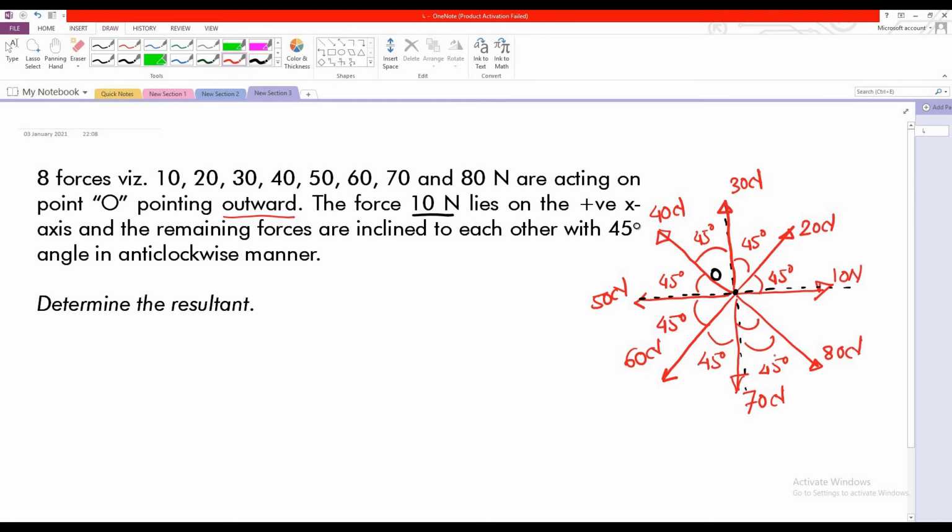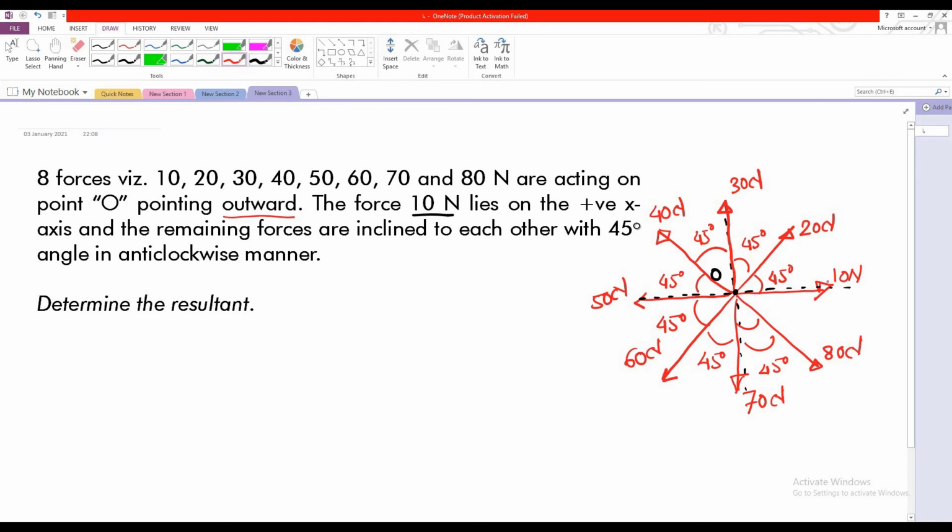Then they are acting on point O, outward direction. All the 8 forces are having outward direction. Then 10 Newton lies on positive x-axis from O, positive x-axis pointing outward, yes, correct. And remaining forces are inclined to each other with 45 degree in anti-clockwise manner. Therefore, this is the only way we can establish all these forces on the xy axis system like this.